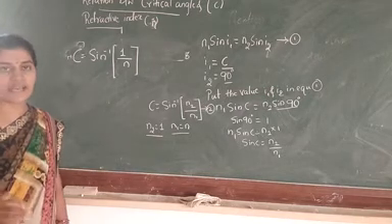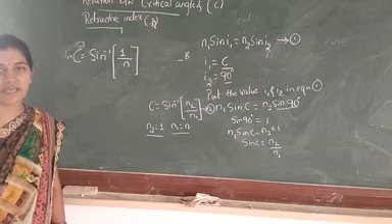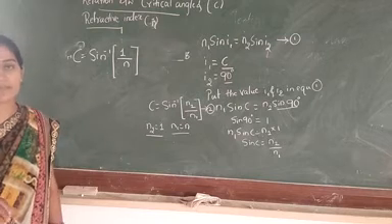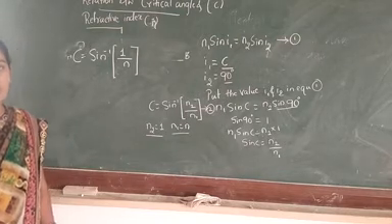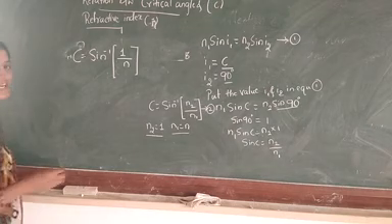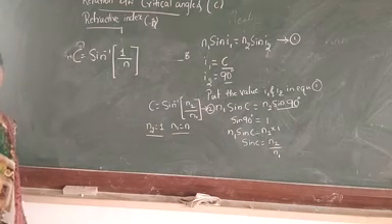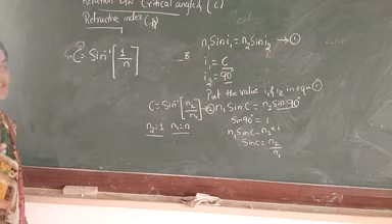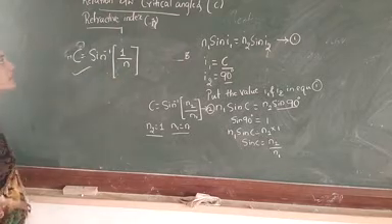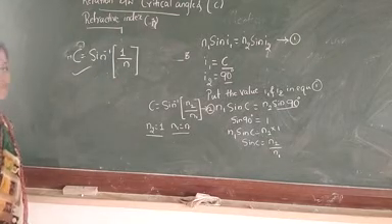Therefore, from this we can say that the higher the refractive index of the medium, the smaller the critical angle. This is the relation between the critical angle and the refractive index.